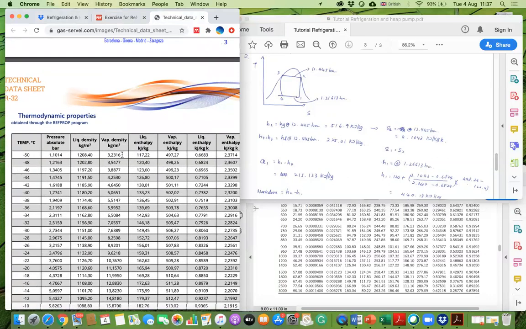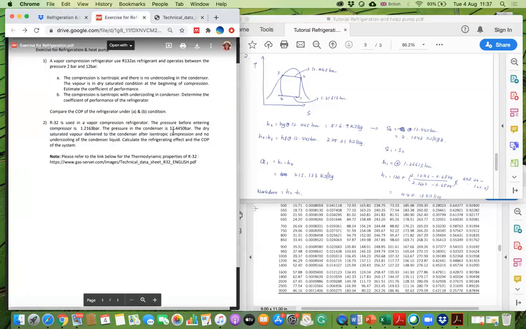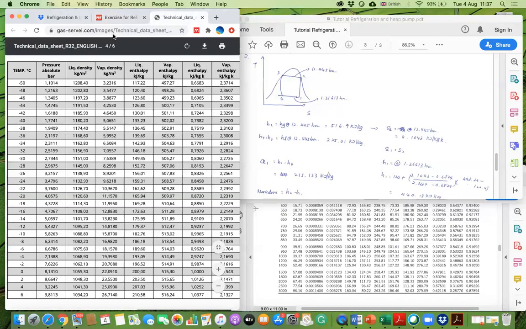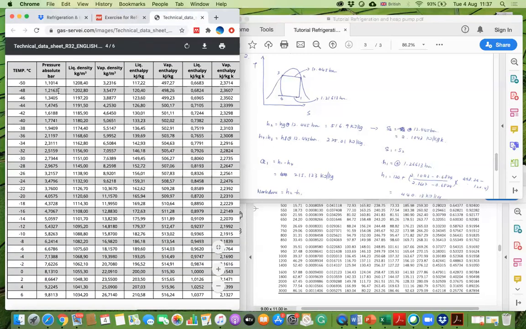The table is slightly a little bit funny because they use the comma to represent the point. But if you look at the questions, you should know that 12.445, or 1.2163, is definitely a point rather than a comma, right? So then we draw the TS diagram first.